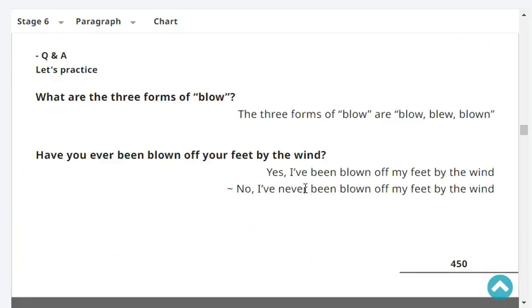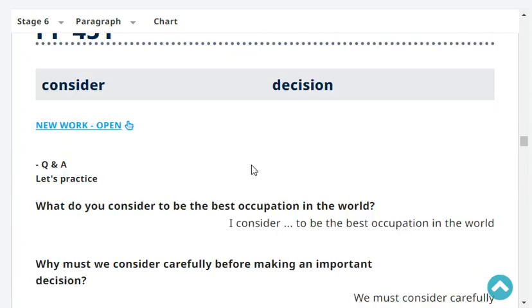What are the three forms of blow? The three forms of blow are blow, blew, blown. Very good. Have you ever been blown off your feet by the wind? Yes or no? Yes, I've been blown off my feet by the wind. Very good. Okay. What do you consider to be the best occupation in the world?